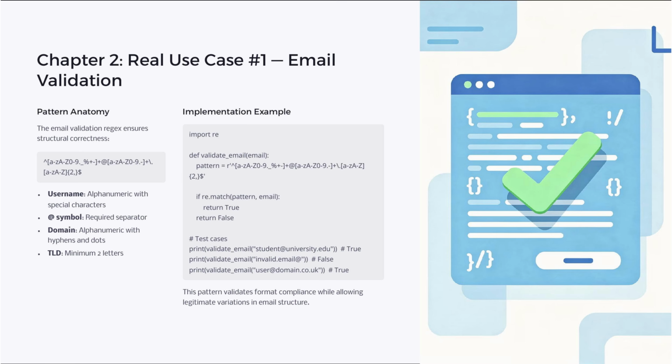Email validation using RegEx ensures structural correctness. The pattern checks for a valid username with special characters, a required @ symbol, a domain with alphanumeric characters, and a top-level domain of at least 2 letters. Implementing this in Python, the re.match function confirms format compliance, returning true for valid emails and false otherwise.